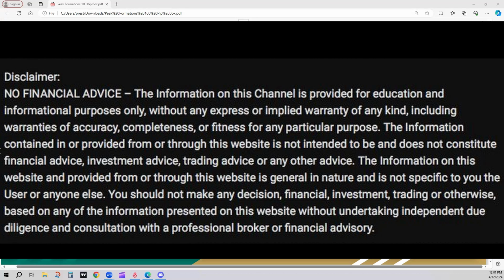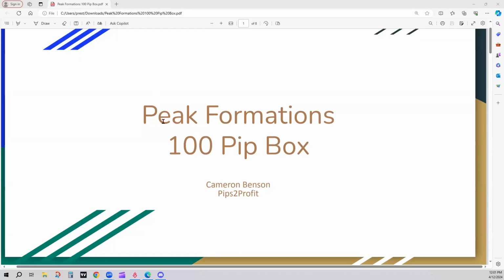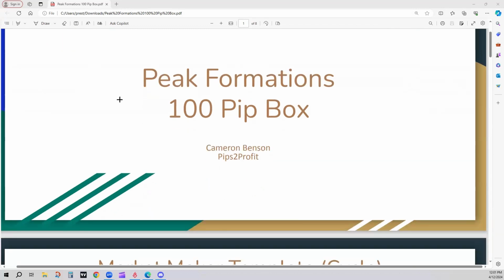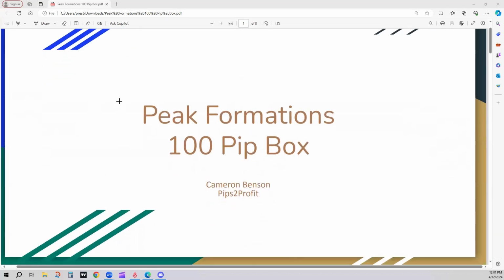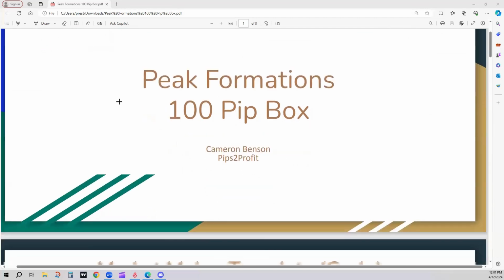Okay, so we're going to be talking about the peak formations and the 100 pip box and how to actually functionally use them, where to draw the lines, how to actually get in on the second leg of an M or a W, when to even look to get in on the second leg of an M or a W, and just overall how to build a thesis for the day and for the week, and kind of just know what to look for on any given day of the week.